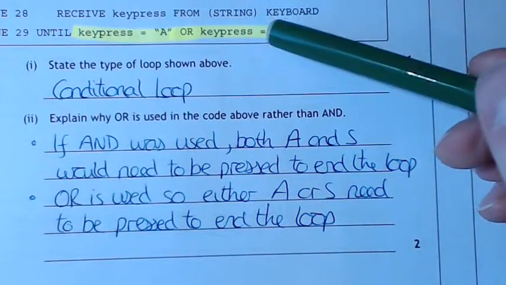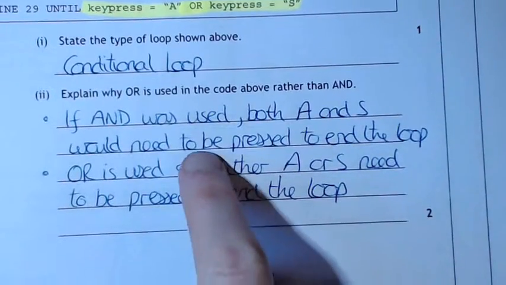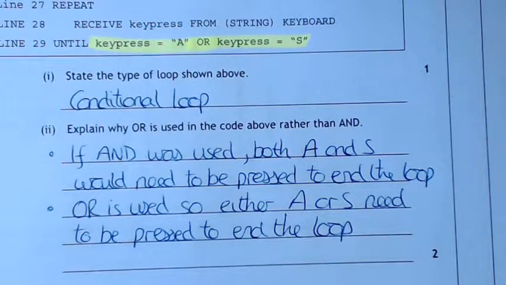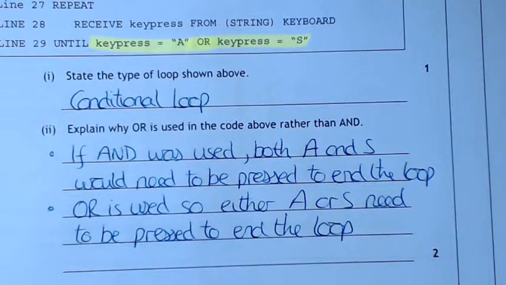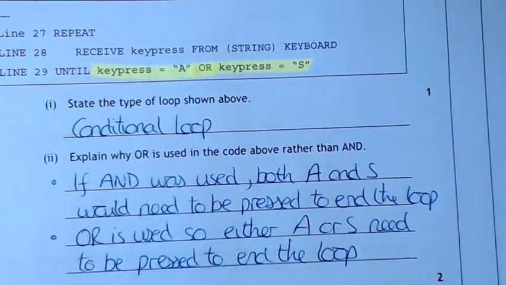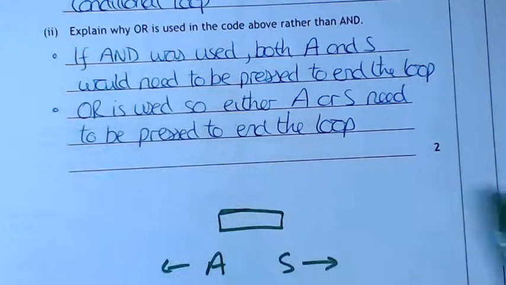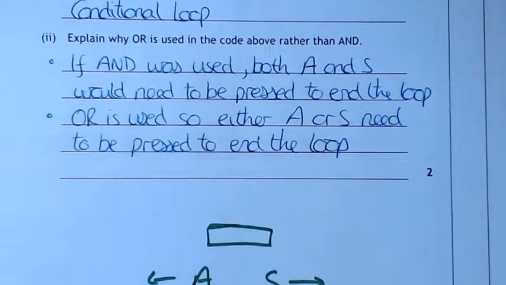Because once that happens, if it was an AND, it would come out of this loop. But the reason why it is an OR is because they're only expecting one of the keys to be pressed at the one time, okay? And obviously, once one of the keys is pressed, that's it, come out of the loop, right? So that's why they've used an OR instead of an AND, right?